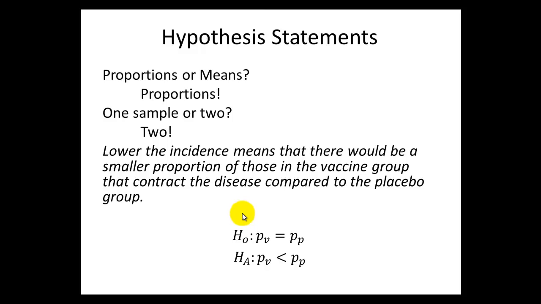You can see I chose P for proportions. The null hypothesis will have the equals to in it, as it has with all of our other null hypotheses. And we can see the idea of lowering, or less than, here in the alternative. Now, if you don't mind, instead of using the generic 1 and 2 as the subscripts here, I used V for vaccine and P for placebo. It will just help us to remember which group each represents.